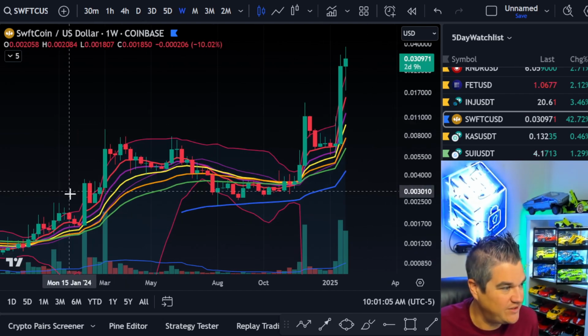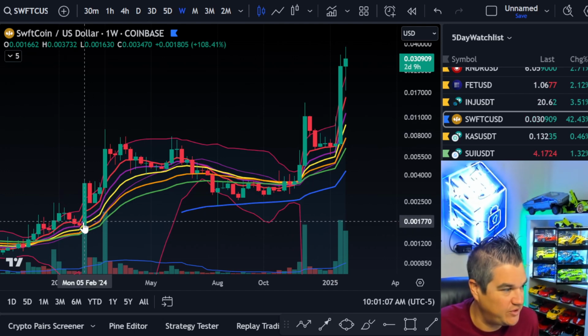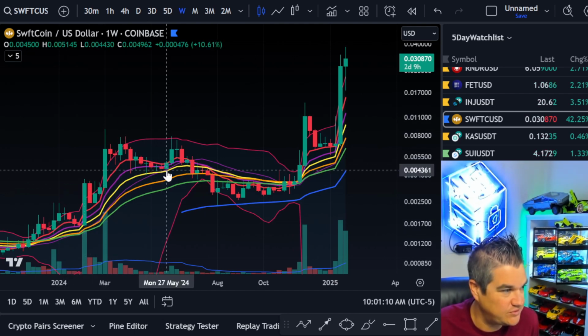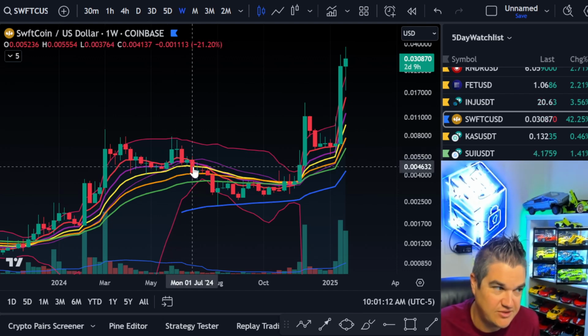EMA 8, 21, right? They still hold true, right? 21 hold, bounce, 21 hold, still good. 21 close, no bueno.